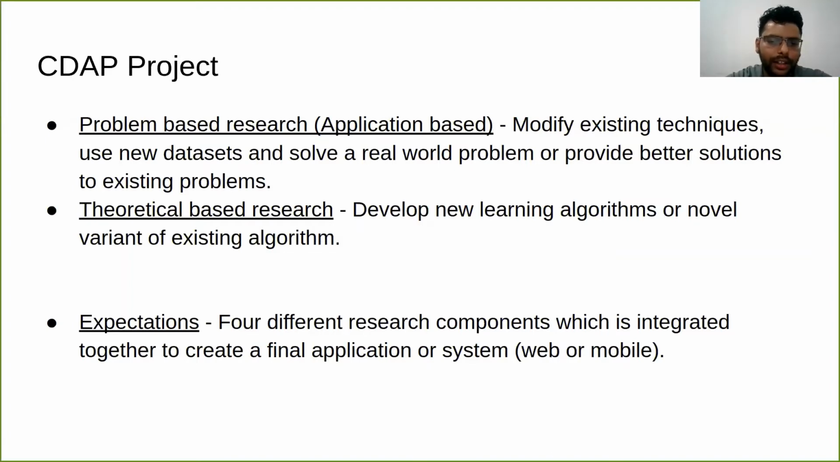And the expectation of the CDAP is that you need to have 4 different research components. Each of these research components will have its own independent research, and then you'll have to finally integrate them together to create a final application. It can be a mobile application, or it can be a web application at the end. So those are the expectations of the CDAP project.